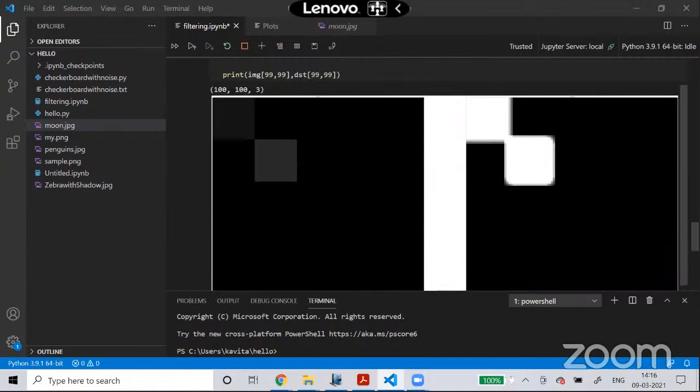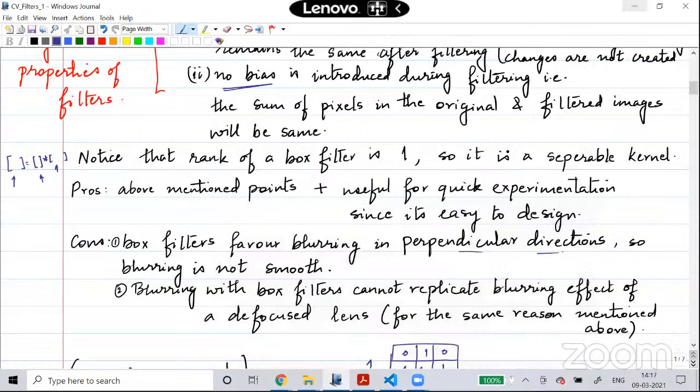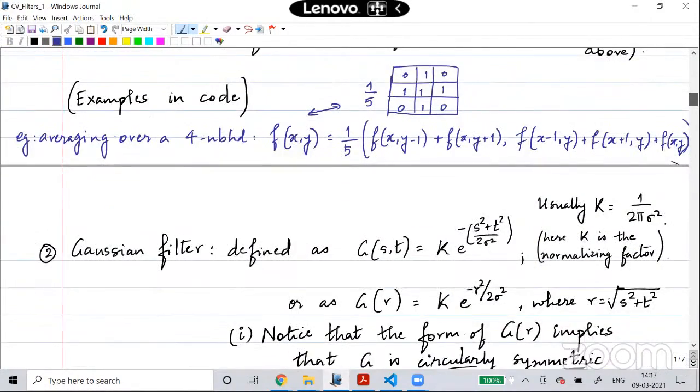So this is what will happen if you don't use the normalizing factor. That was just some quick experimentation. All right, moving on.